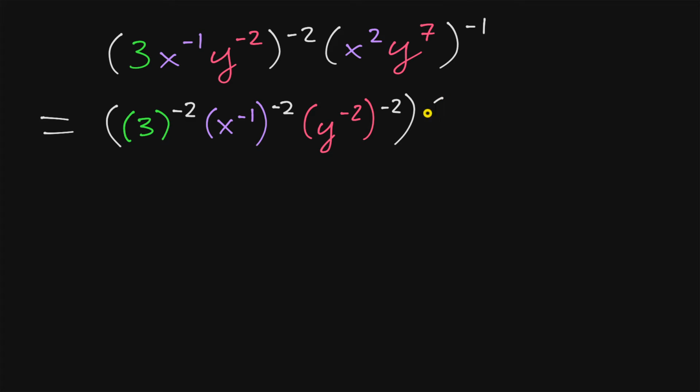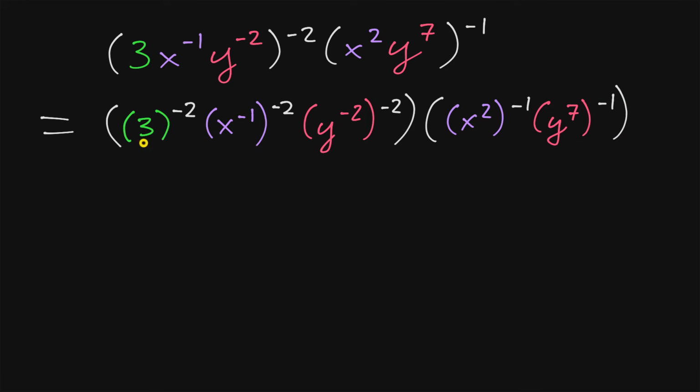Moving on to the second part of the expression, the second bracket, I'm just going to do the same thing. I'm going to take this x^2 and raise it to the power of negative 1. And now I'm going to take this y^7 and raise it to the power of negative 1, and close the bracket.